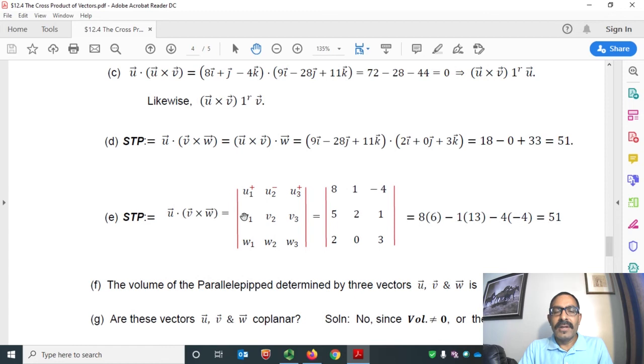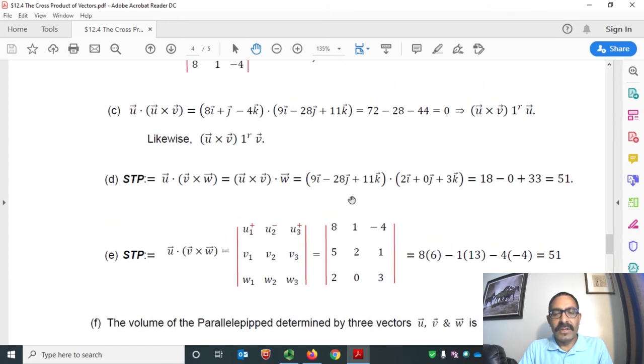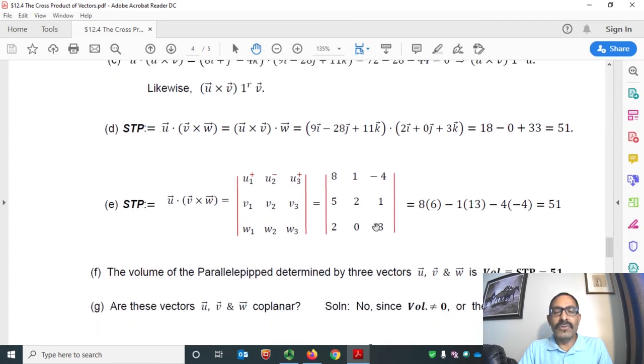So we can use this determinant. The first row is U vector's components, the second row is V vector's components, the third row is W vector's components. And we know how to expand this 3 by 3 determinant. Let's expand it along the first row. So here is a plus, here is a minus, here is a plus. First plus 8, then cross out the first row and first column containing 8. So we have the 2, 1, 0, 3 determinant left.